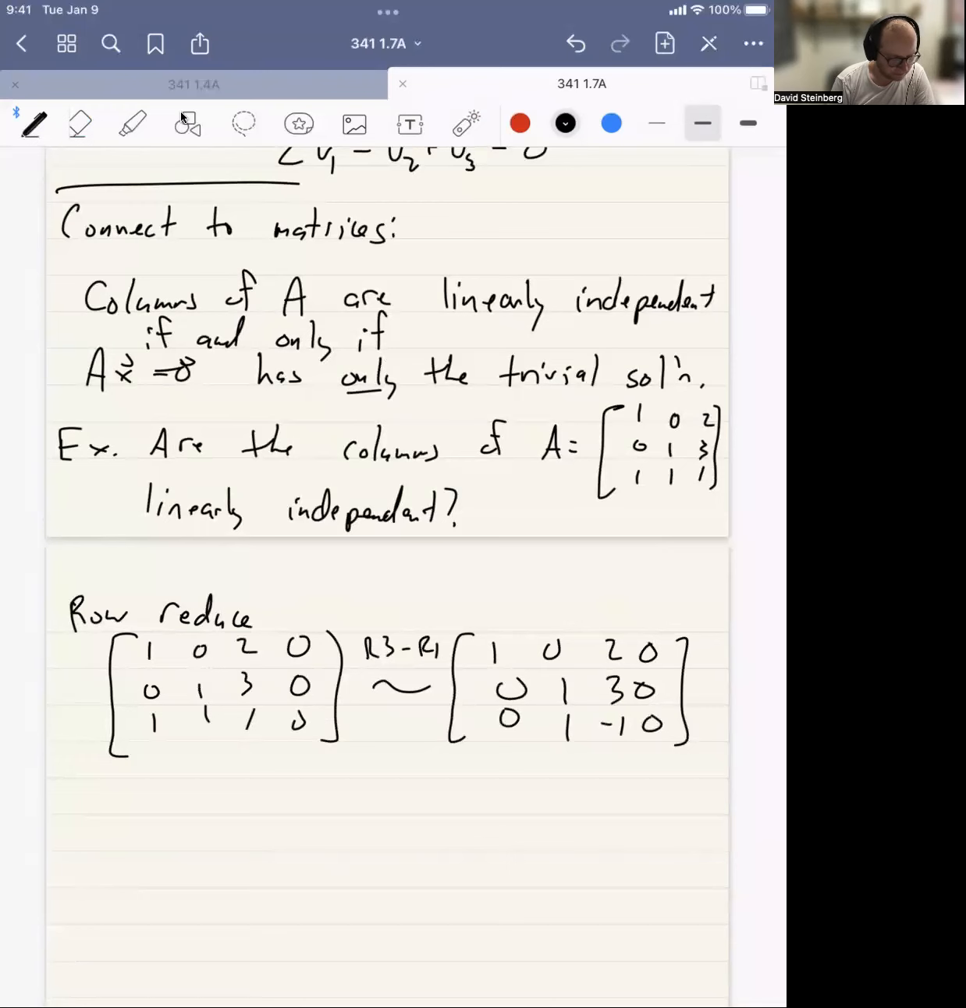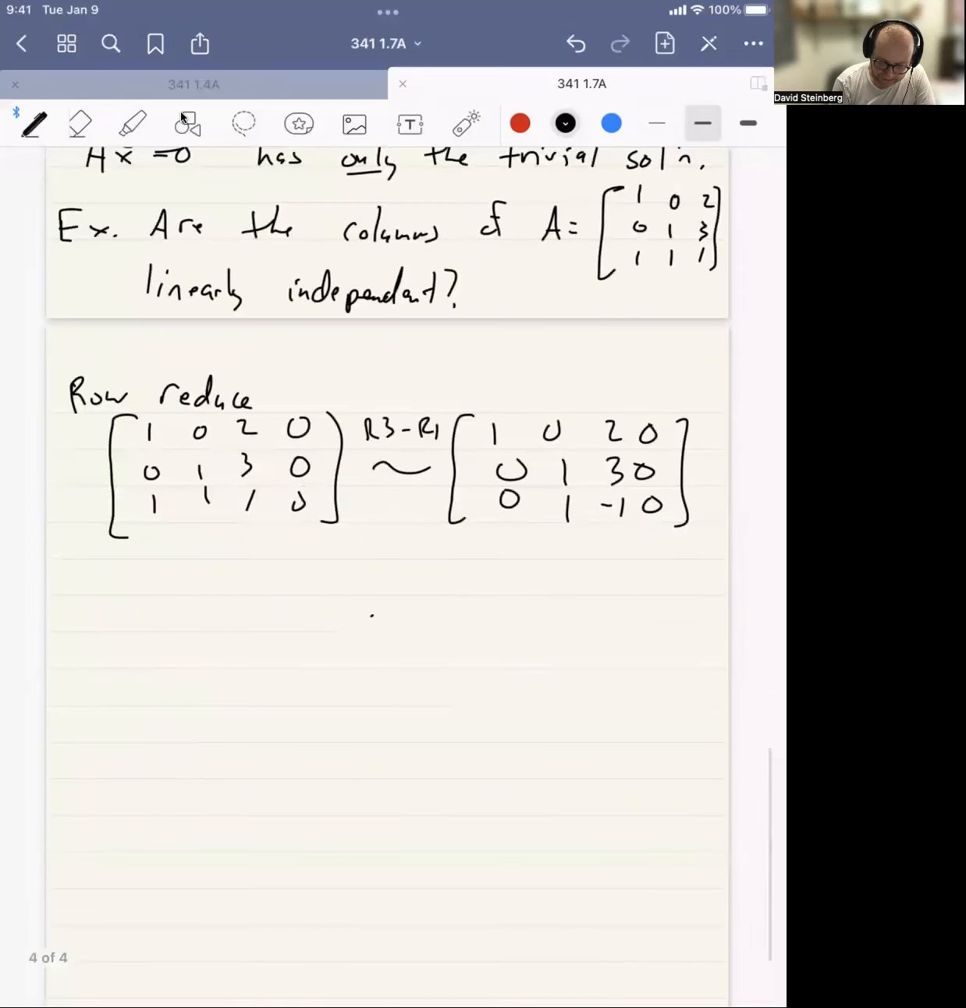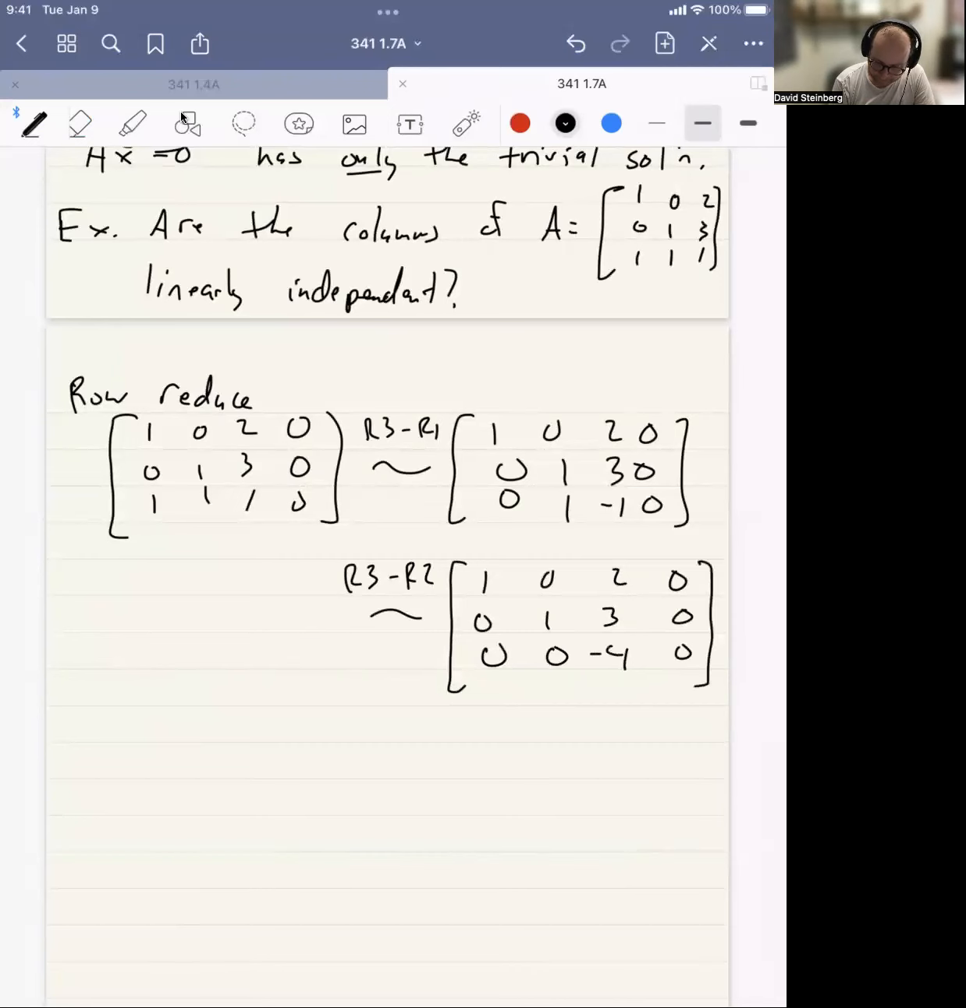Do we need to go further? Yeah, we need to figure out at least how many pivots we have. Okay, so let's go a little further still. If we do row 3 now minus row 2, 1, 0, 2, 0, 0, 1, 3, 0, 0, 0, minus 4, 0. Okay, and now we can see we've got 3 pivots, which I think is as far as we need to get to. So by our theorem 2, 3 pivots means no free variables.